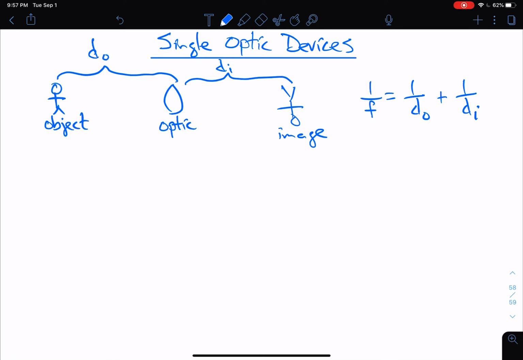The other important formula that I need to mention here with regards to this whole setup for a single optic device is for magnification. And that's the image height over the object height. We say image height, but really we're just comparing the size of the image to the size of the object. That's how we determine the magnification.